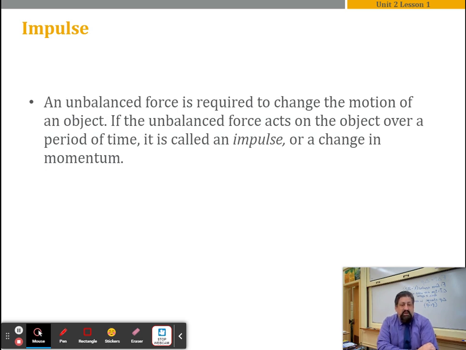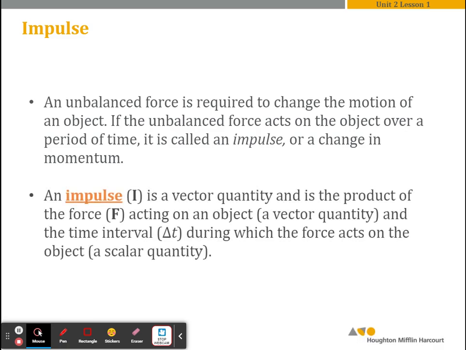And whether that period of time is very brief or much longer, like when we see a rocket ship lifting off over several minutes, a force that's applied over a period of time is called an impulse. And an impulse is also defined as a change in momentum. An impulse is a vector quantity, just like momentum is a vector quantity and force is a vector quantity.